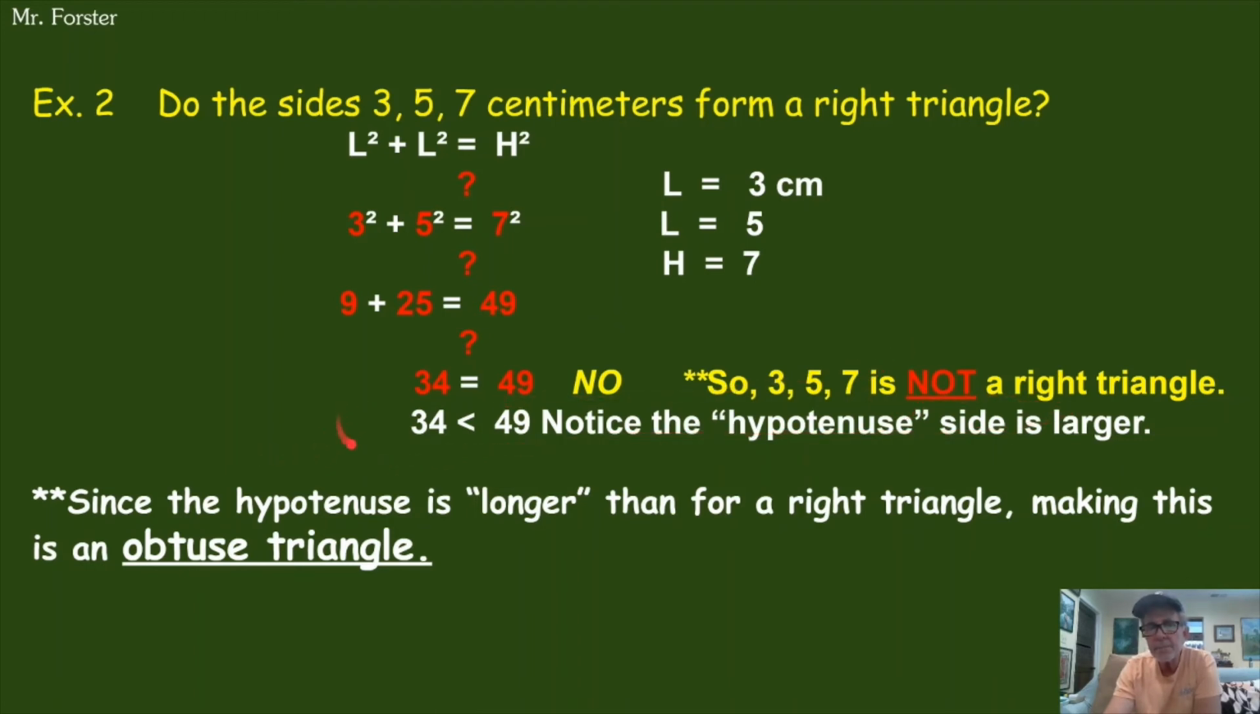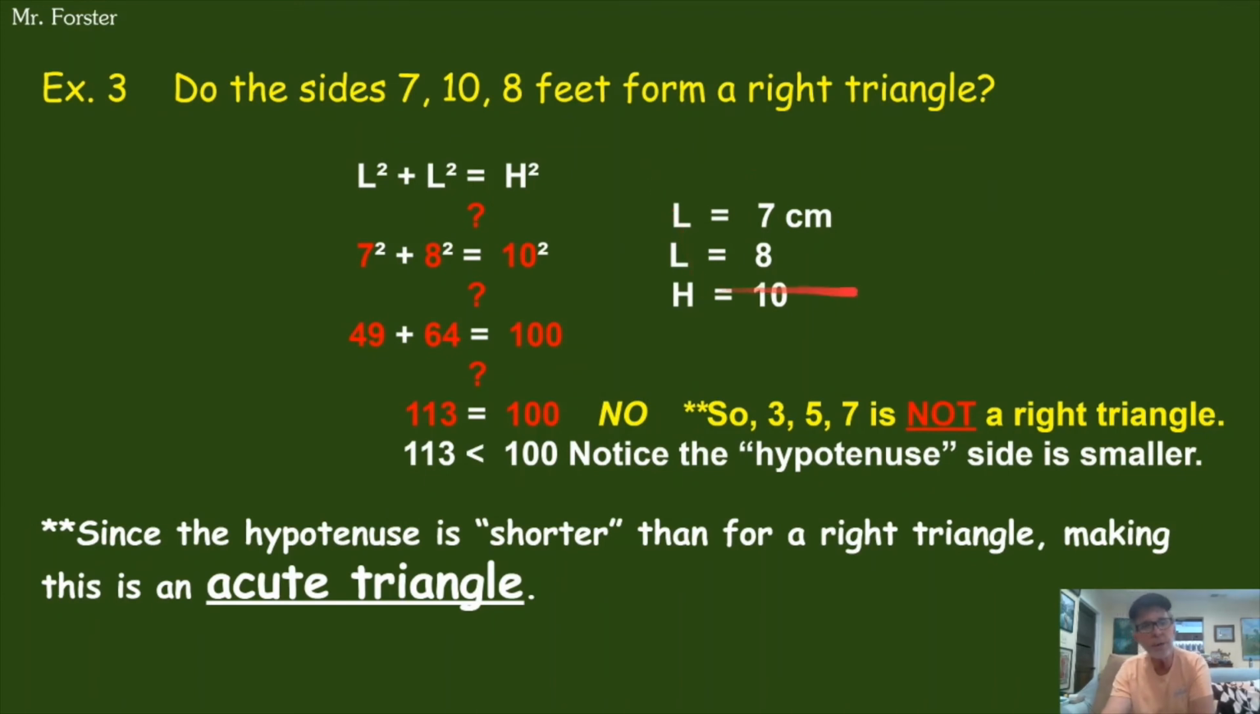In fact, we can think of this hypotenuse side, which is the diagonal, if we remember, it's longer. So it's almost like its mouth is opened wider than normal, and so we can think of that as an obtuse triangle. It makes sense since this hypotenuse is opened wider. It's not a right triangle. In fact, it's an obtuse triangle because the hypotenuse is longer.